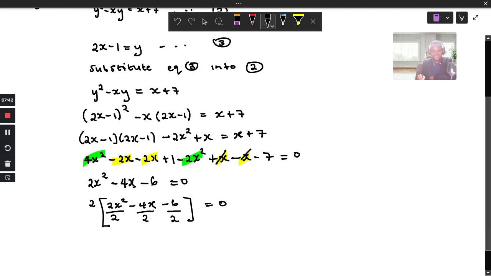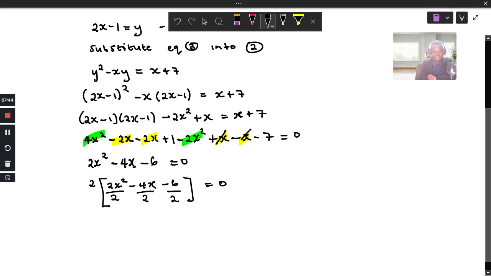From there you can divide both sides by 2 to eliminate this 2. So 2 divided by 2 becomes what? x squared. And minus 4 divided by 2 becomes minus 2x. Minus 6 divided by 2 becomes minus 3. Still have this 2, which is equal to 0.